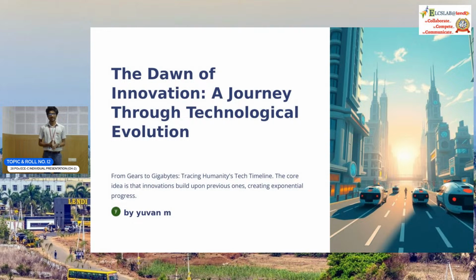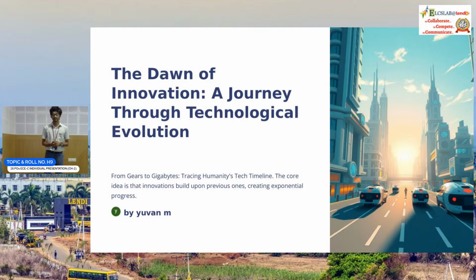The Dawn of Innovation, a journey through technological evolution. From the 19th century to the 2000s, there has been much technological evolution, from bytes to gigabytes. Tracing humanity's technique and the amenities we have developed, from telephones to smartphones, bullock carts to vehicles, and many more.